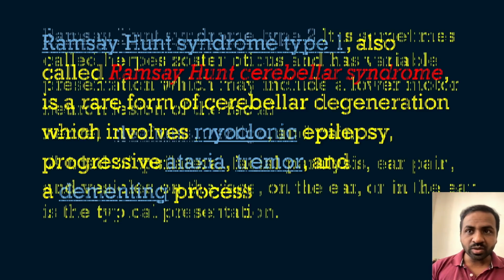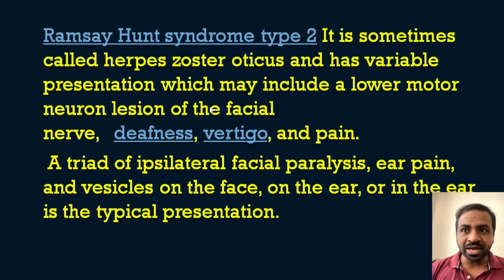Type 1. Okay, so the next one is type 2, Ramsay-Hunt syndrome type 2, and it is sometimes called herpes zoster oticus and has a variable presentation which may include a lower motor neuron lesion of the facial nerve, deafness, vertigo and pain. Okay, and a triad of ipsilateral, same side, facial paralysis, ear pain and vesicles on the face, ear or in the ear is the typical presentation of Ramsay-Hunt syndrome type 2 or herpes zoster oticus.